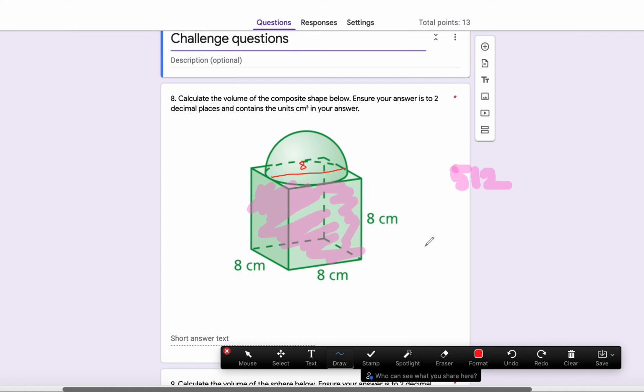So you need to go ahead and put that information into your formula for volume of a sphere. 4 over 3 times pi times r cubed. This is not the radius, by the way. You need to find the radius by dividing by 2. Put that in the formula. Whatever answer you get here, you're going to have to add it to the volume of the cube, and your final answer should be in centimeters cubed. Please copy and paste that into your answer.